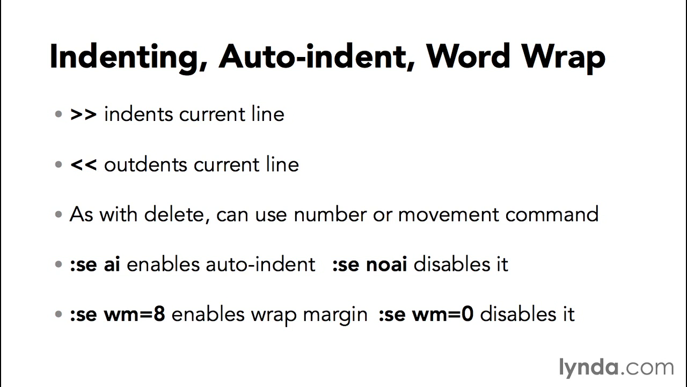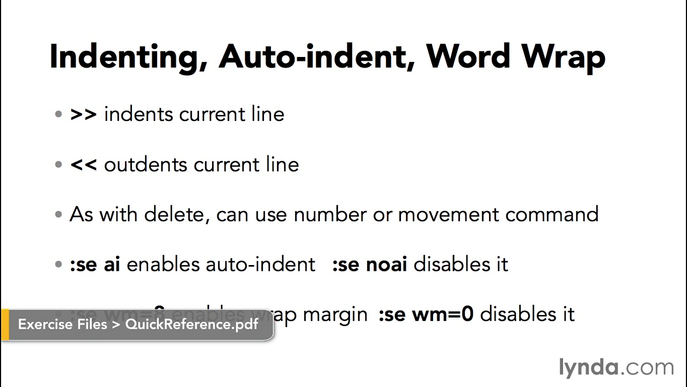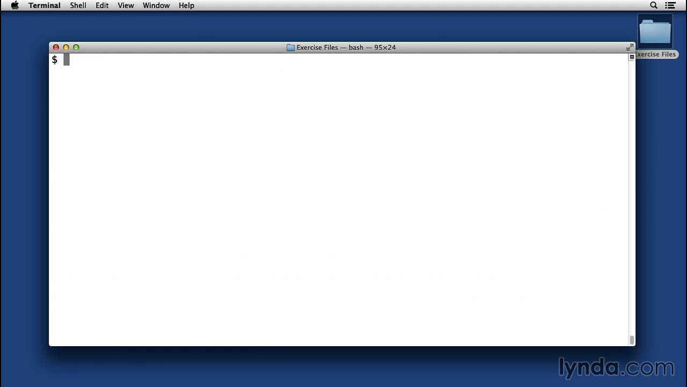Now these AI and WM settings are only two of the many settings that VI includes. You'll have to take a look at the documentation for the rest of them. So let me demonstrate these.